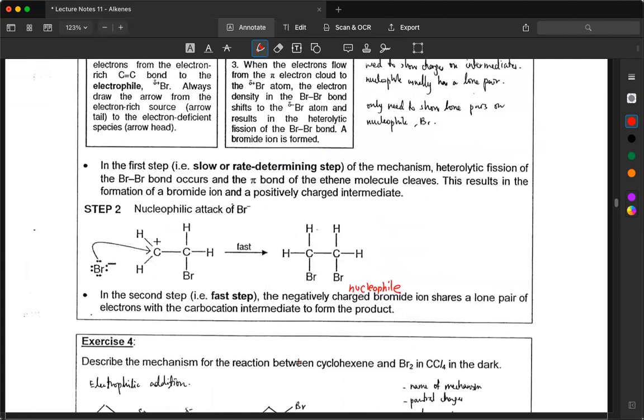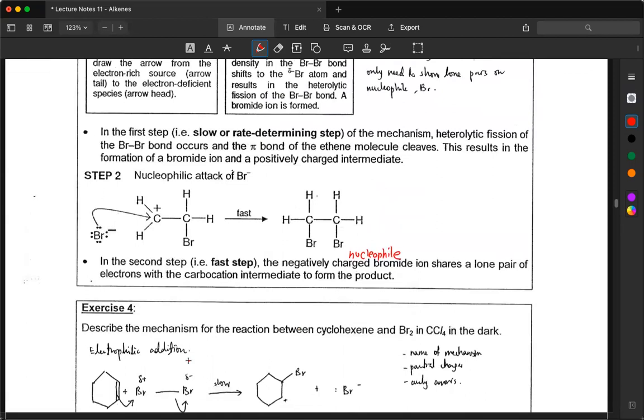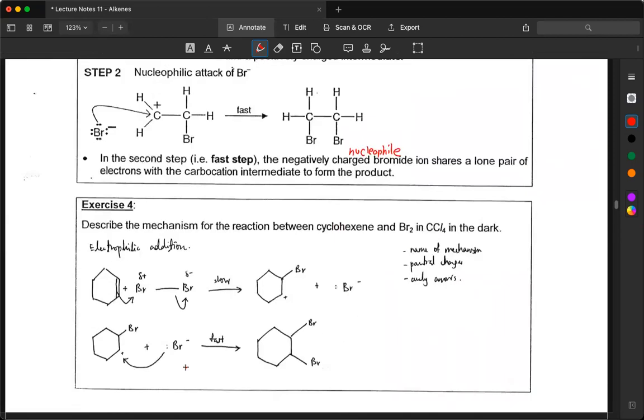Describe the mechanism for reaction between cyclohexene and Br2 in CCl4 in the dark. So write down the name of the mechanism, which is called electrophilic addition. Describe mechanism means you don't have to write in words. You just draw, okay, showing the correct flow of electrons and the curly arrow. You must indicate partial positive, partial negative, and you must say slow or fast. Okay, you must. So this one is cyclohexene.